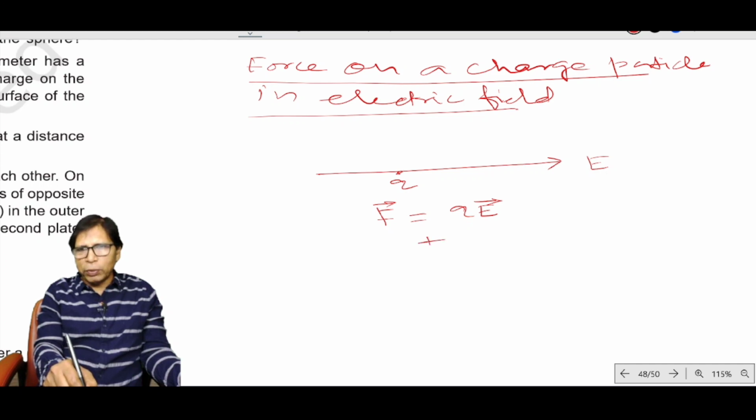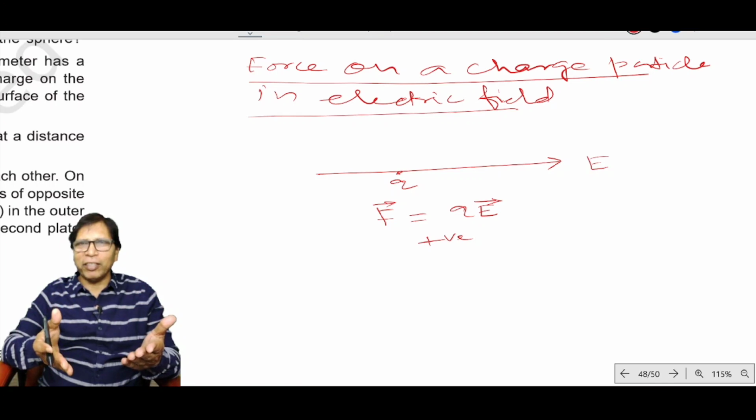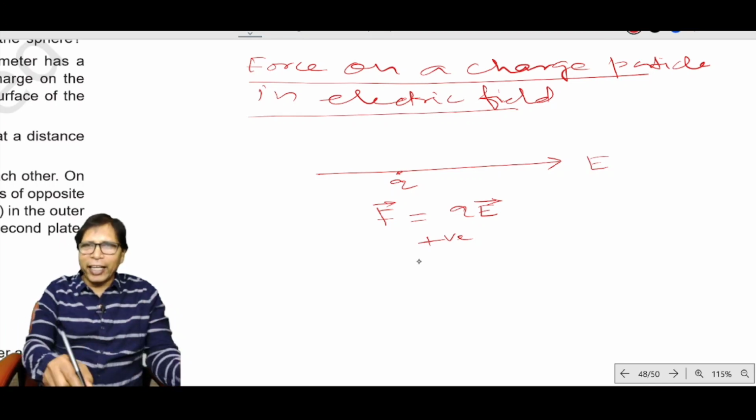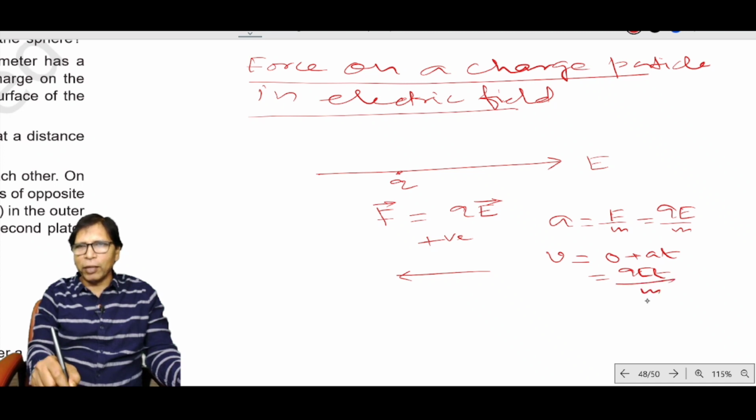A positive charge is directed along the direction of the field, and a negative charge is directed opposite to the direction of the field. The acceleration of the charged particle is the force divided by mass, so a = qE/m. The velocity of the charged particle in the direction of the field is v = 0 + at, so the velocity becomes qEt/m after time t.